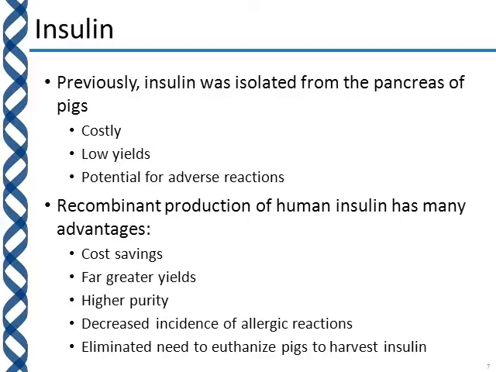The recombinant production of human insulin has many advantages. There's the cost savings. There are far greater yields, a higher purity. There's the decreased incidence of allergic reactions. And they eliminated the need to euthanize pigs to harvest their pancreas for the production of insulin.